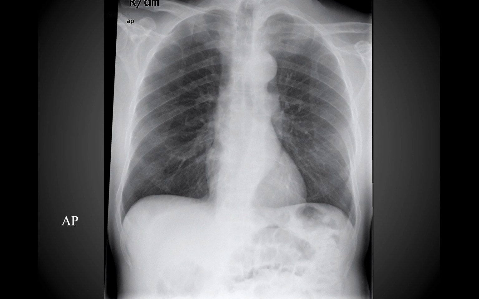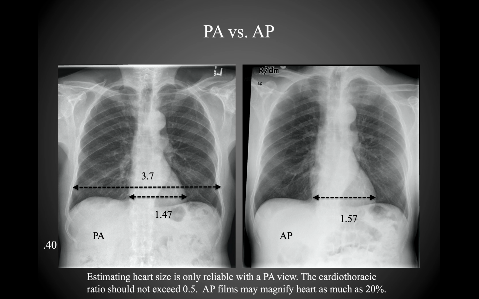So here's an AP view, so hopefully you can appreciate the heart appears a little bit larger in this image relative to a standard PA view. And so we can see that outlined here a little bit better, where you can see this is a PA versus the AP view, and so you can see on the same patient how much larger the heart appears here on the right with the AP view.